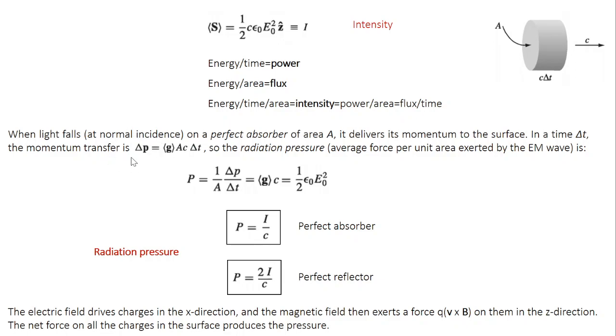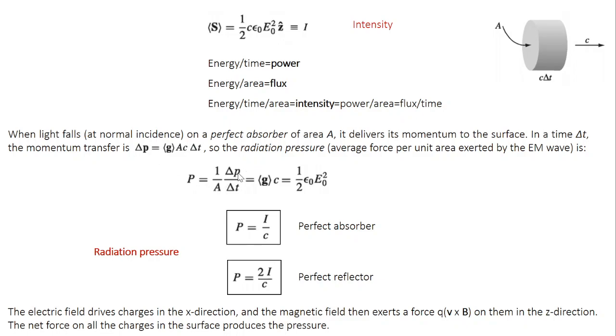So if this is the momentum transfer, you can define the radiation pressure as, radiation pressure is nothing but the average force per unit area exerted by the electromagnetic wave on the medium. So radiation pressure is 1 over A, delta P by delta t. Let's quickly check whether this definition is correct. From Newton's law, we know that the rate of change of momentum is force. Force per area is the pressure. So this definition is correct.